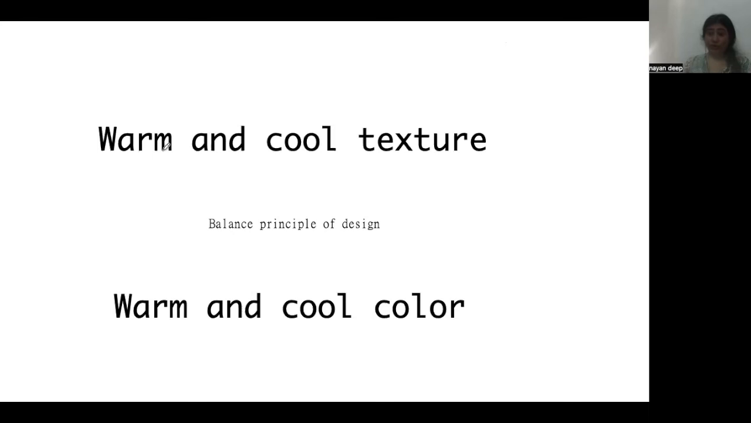Warm and cool texture. Balance, a principle of design, and warm and cool color. We have studied warm and cool color. We all know there is warm color and there is cool color. Mostly the blue side is cool color, and mostly the yellow side and red side are warm color. Similarly, there is warm and cool texture. Very simply, warm textures are textured, meaning rough. Cool textures are generally plain and glossy.